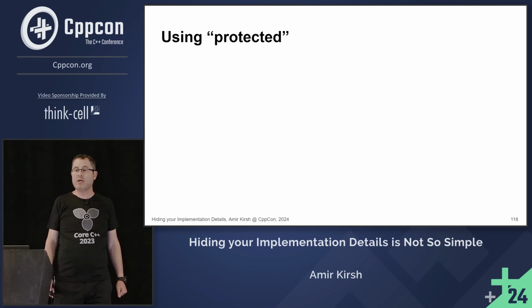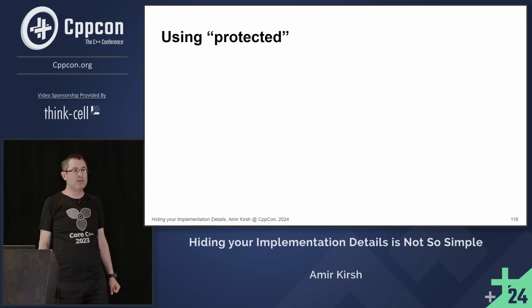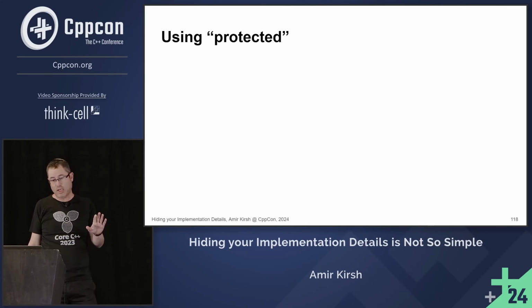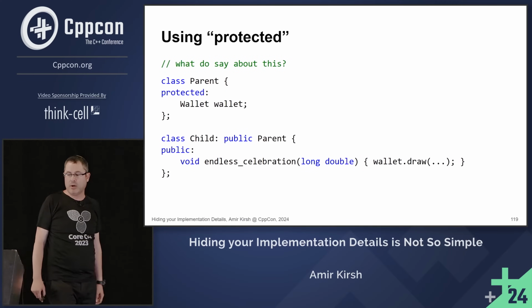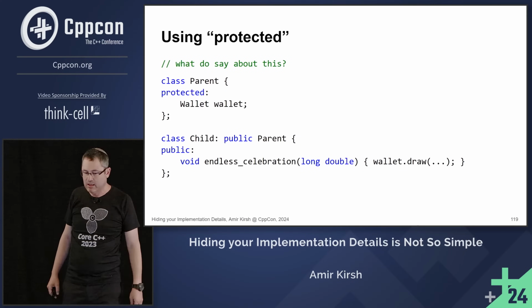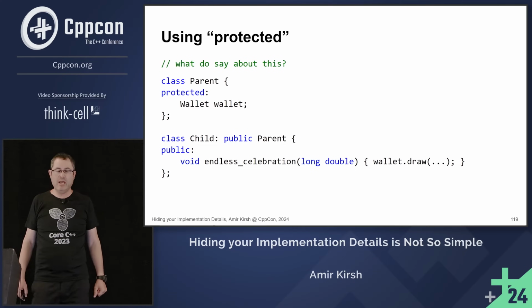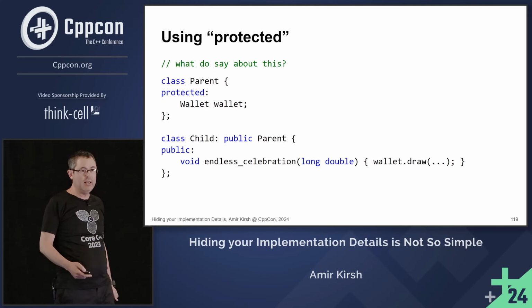Using protected, what do you say about using protected? Should we use data members protected? I will give you an example that will, I think, convince you that we should not, I hope. Let's assume that we have a parent, the parent has a wallet, the wallet is in the protected, and the child has endless celebration function. I would say that protected would not work well here.